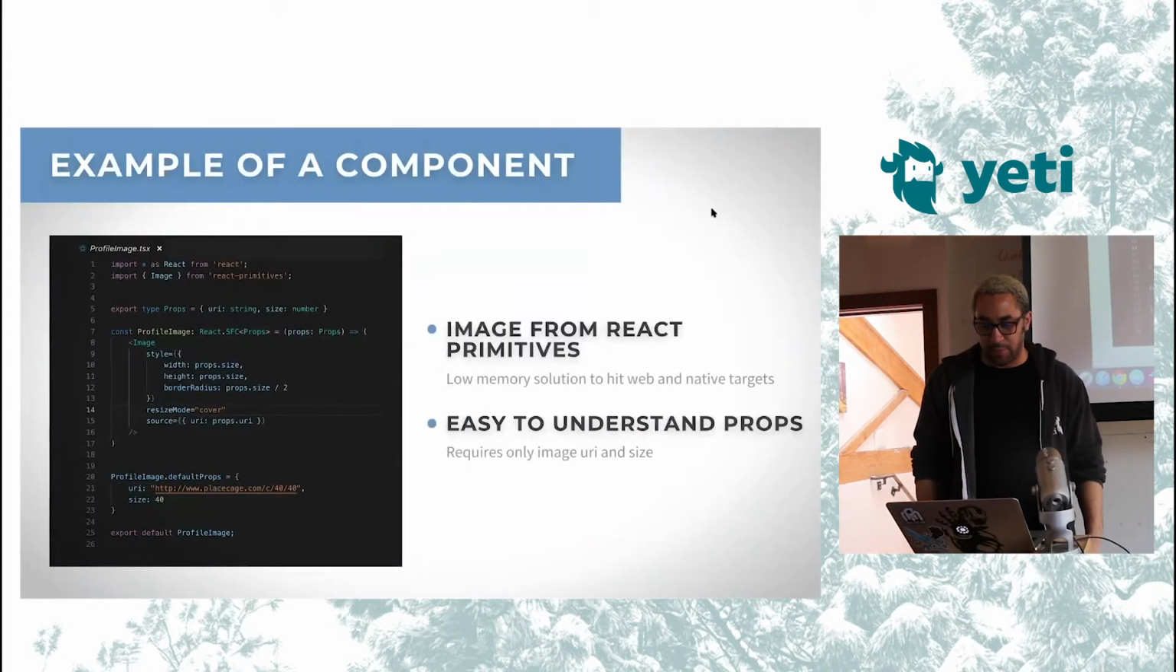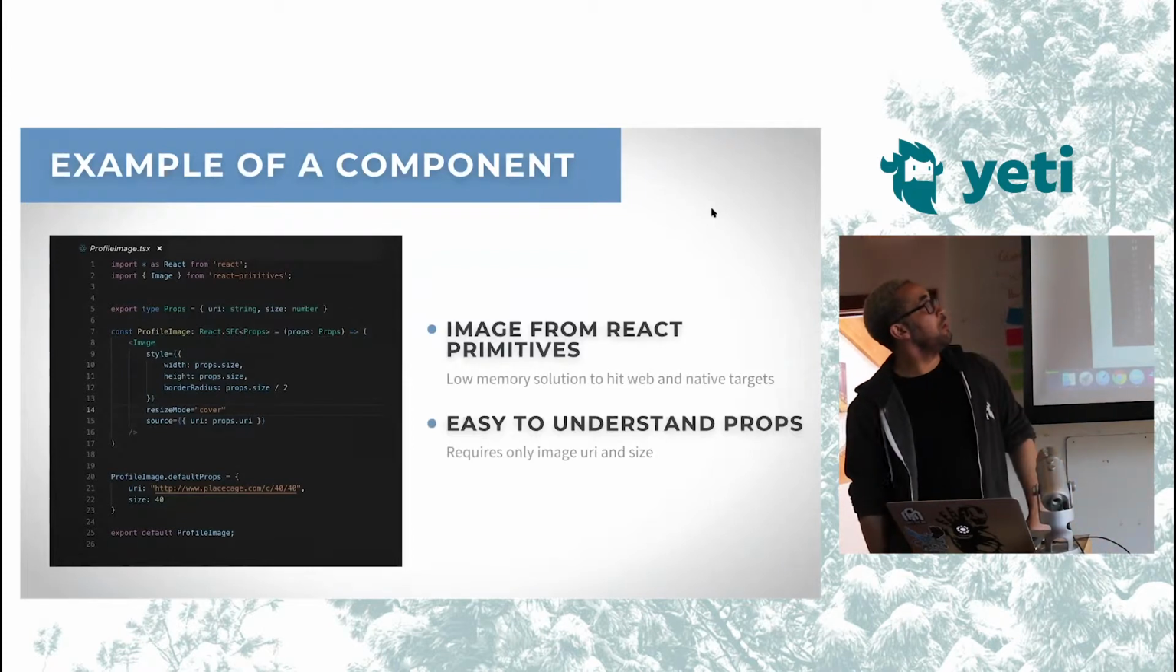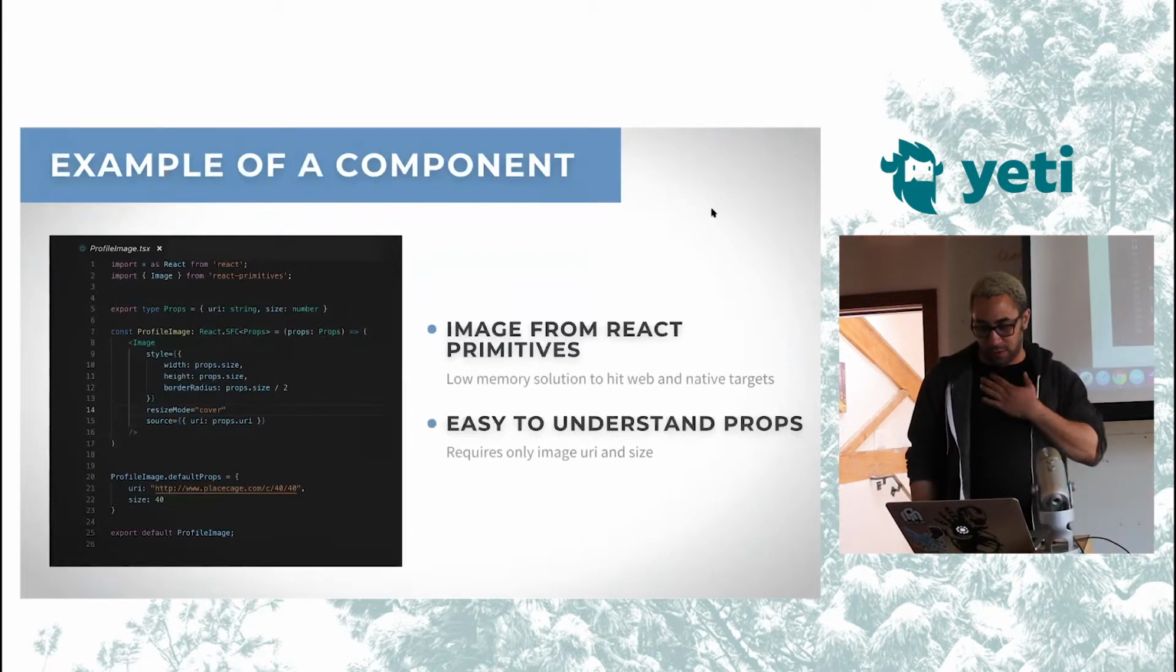So this is an example of a component using those 3 steps. It's just something called a profile image. I don't know how big that is. Actually, that's pretty good. Hopefully you can see some of the code there. I'm just going to talk about a few things real quickly.